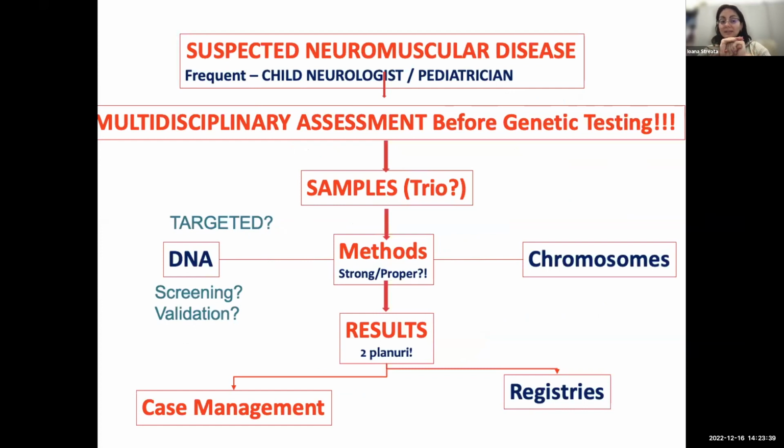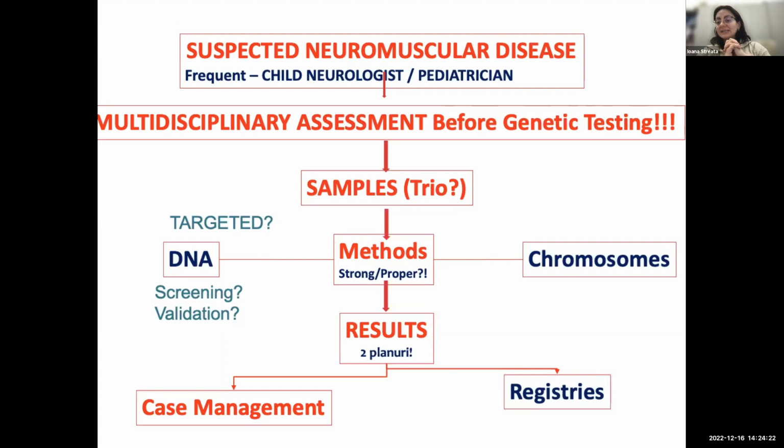When neuromuscular pathology might be suspected for the first time, it is usually in childhood, and the first specialists that can raise this suspicion are the child neurologist or the pediatrician. For those cases where there is this kind of suspicion, it is recommended to have a multidisciplinary assessment before genetic testing. Why? Because it's important to decide which test to do.